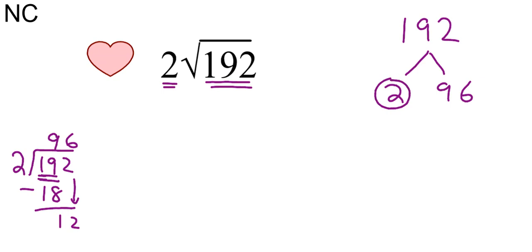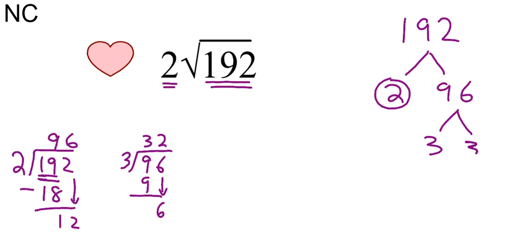I move on to 96. 96 is even. I could choose to divide by 2, but I'm like, ooh, 3 goes into that. And 3 is really easy, right? If I divide 3 into 96, 3 goes into 9 3 times. 3 times 3 is 9. Nothing left over. I bring down the 6. 3 goes into 6 2 times, right? So this breaks down into 3 and 32.